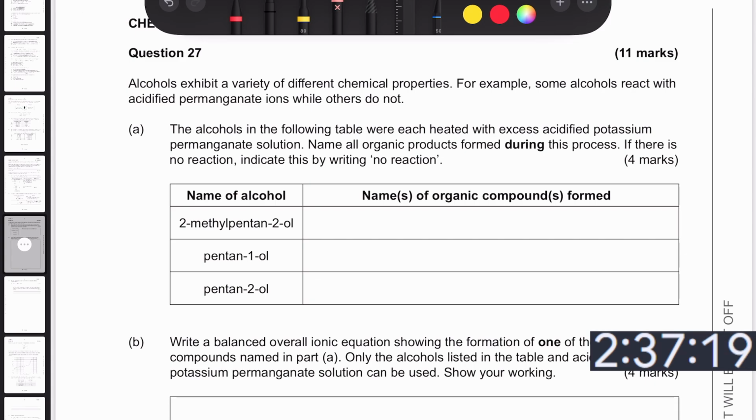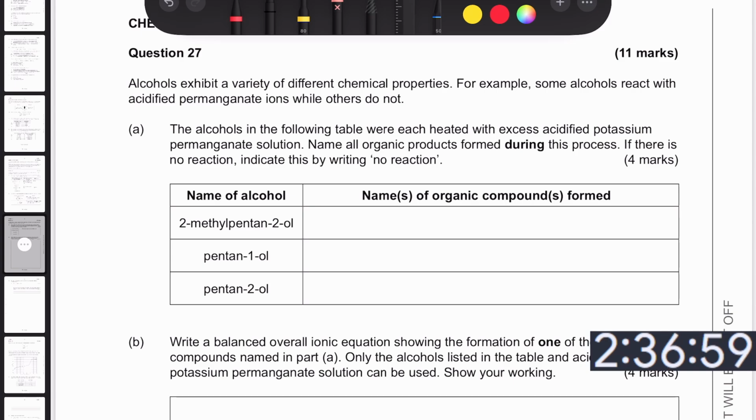Okay, alcohols exhibit a variety of different chemical properties. For example, some alcohols react with acidified permanganate ions, while others do not. The alcohols in the following table are heated with excess acidified potassium permanganate, and all organic products formed during this process. If there is no reaction, indicate by writing no reaction.